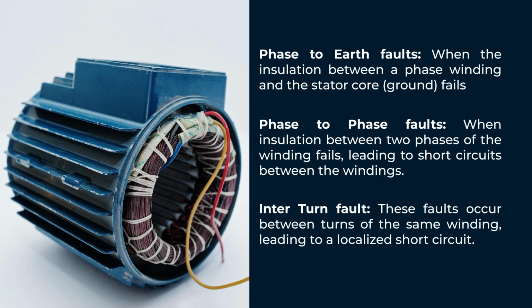Next is the phase-to-ground fault. This fault happens when the insulation between the phase winding and the stator core fails. This can lead to a ground fault, which may cause severe damage if not promptly detected. Third one is the interturn fault. These faults occur between turns of the same winding, leading to a localized short circuit. Though initially small, an interturn fault can rapidly increase and cause more severe damage.